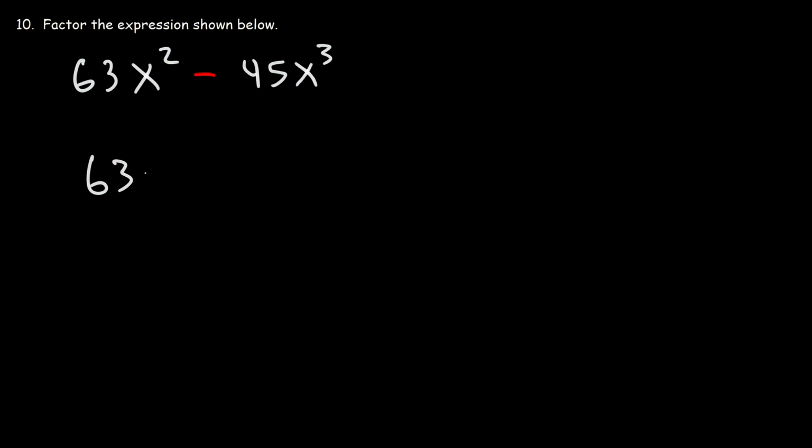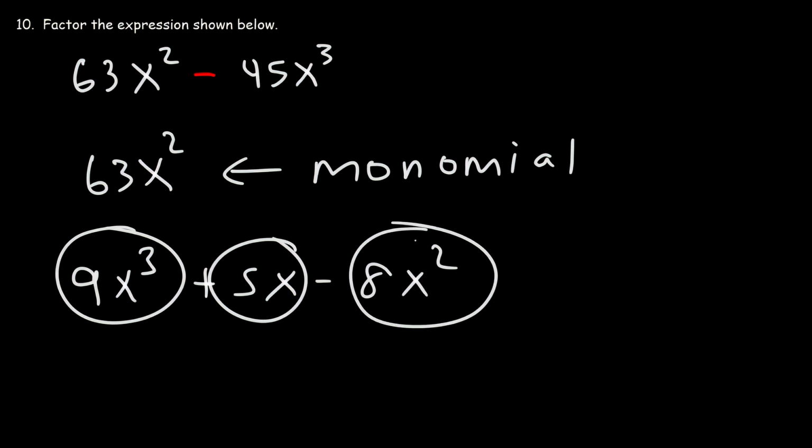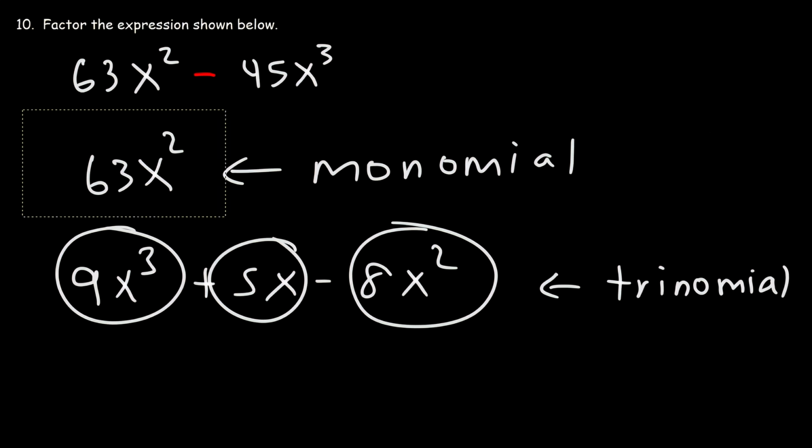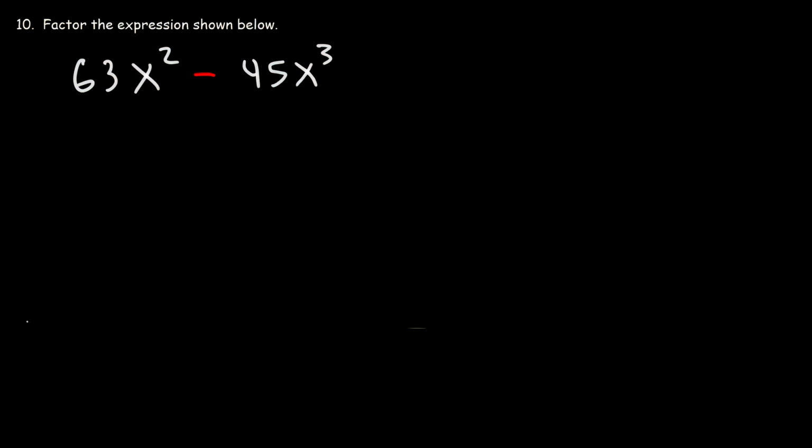If we only had 63x squared, this would be a monomial because mono means one. It's a one-term expression. Let's say we have 9x cubed plus 5x minus 8x squared. In this case, there's a total of 3 terms. So you would call this a trinomial, tri meaning 3. In order to factor the expressions shown below, we need to determine the GCF, the greatest common factor.